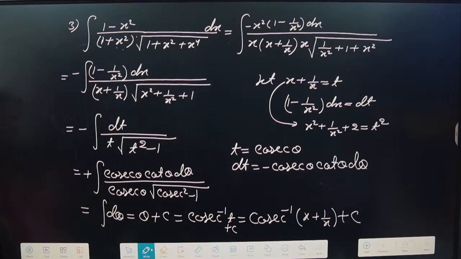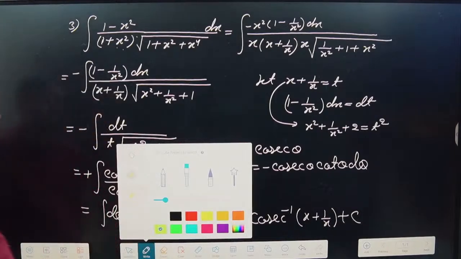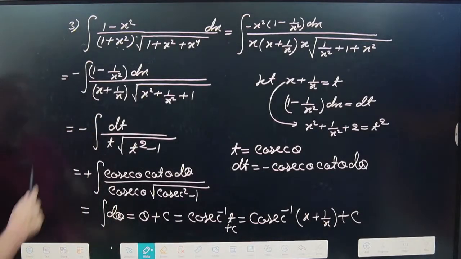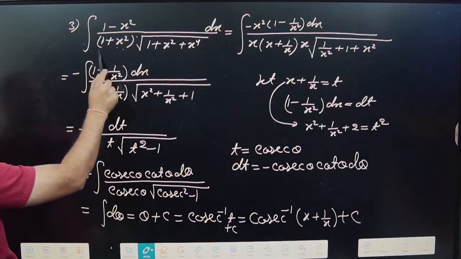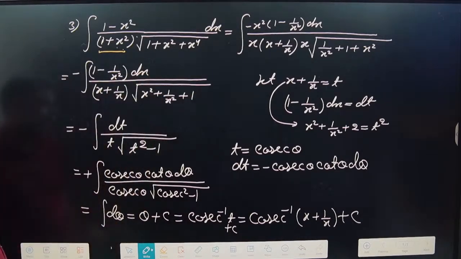If anyone faces any doubt at any step, then comment it, I will discuss again. Look, I will explain again. Here the integral of 1 minus x square upon 1 plus x square into under root of 1 plus x square plus x to power 4 dx is given.